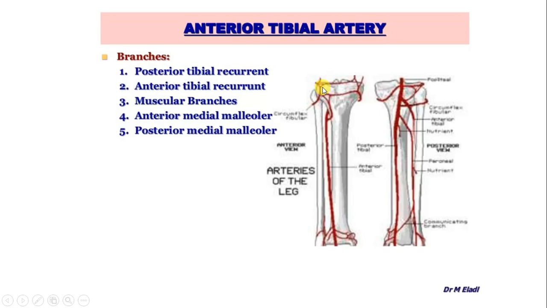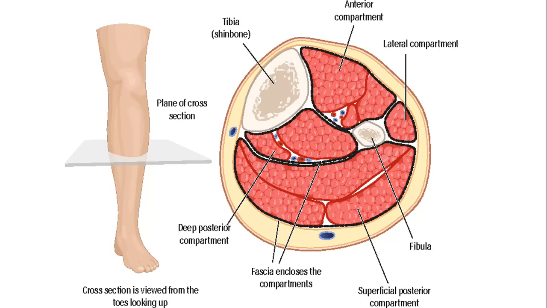Genicular branches of popliteal artery will form the anastomosis around the knee joint. It's a very important anastomosis around the knee joint. And similarly, anterior medial and posterior medial malleolar branches will be taking part in the anastomosis around the ankle joint. Also, it is very important to understand.